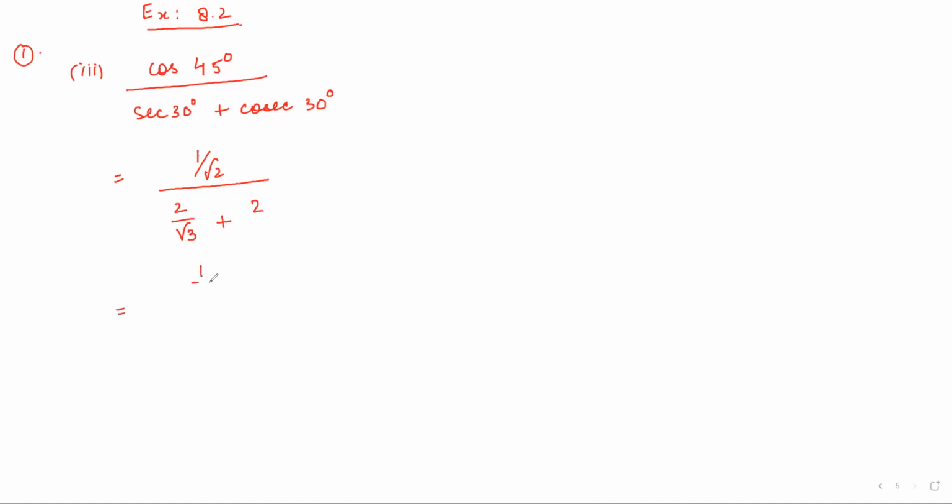So in the numerator, you have 1 by under root 2. Now the denominator. You take LCM because you are adding fractions, right? LCM will be under root 3 this time. So you get 2 plus 2 into under root 3, correct? Now, 2 plus 2 under root 3 will remain like this. You cannot add them, right? So you will do under root 3 into 1 divided by under root 2 into 2 plus 2 root 3. Got it?